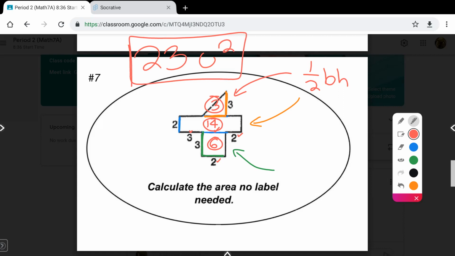And this is all I have to do when I have a shape that I'm not familiar with or it's not on my formula sheet. Just break it down into little shapes that you know how to calculate the area for. That's it.